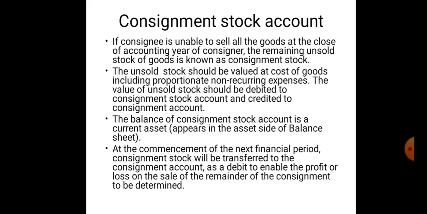So here the value of unsold stock should be debited to the consignment stock account and credited to the consignment account. The balance of the consignment stock account is a current asset, and appears on the asset side of the balance sheet. At the commencement of the next financial period, consignment stock will be transferred to the consignment account as a debit, to enable the profit or loss on the sale of the remainder of the consignment to be determined.